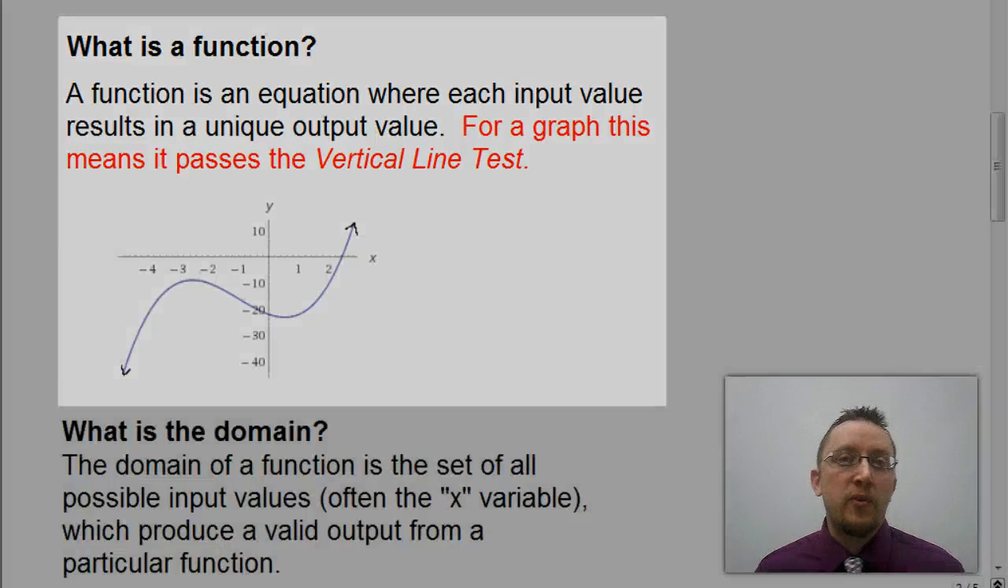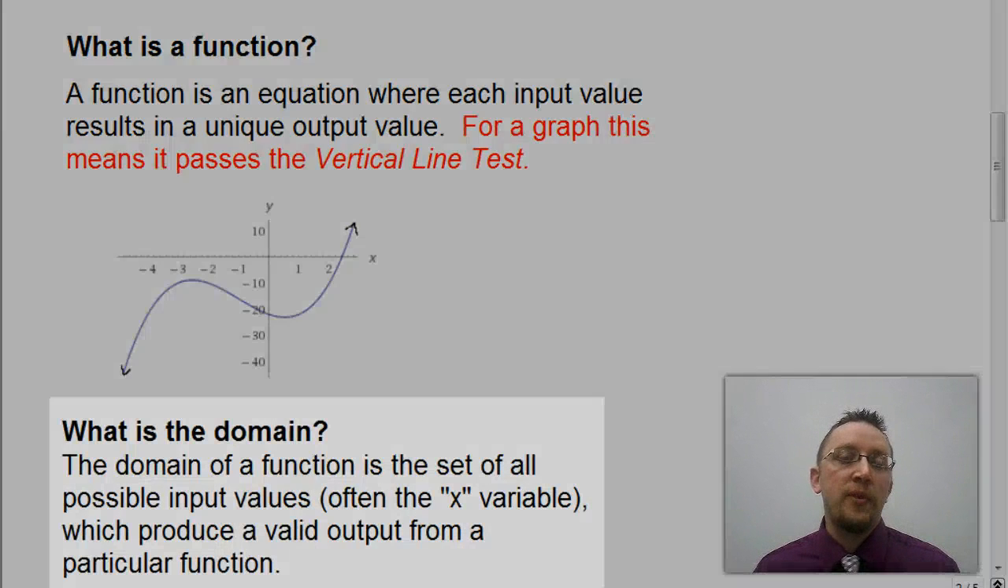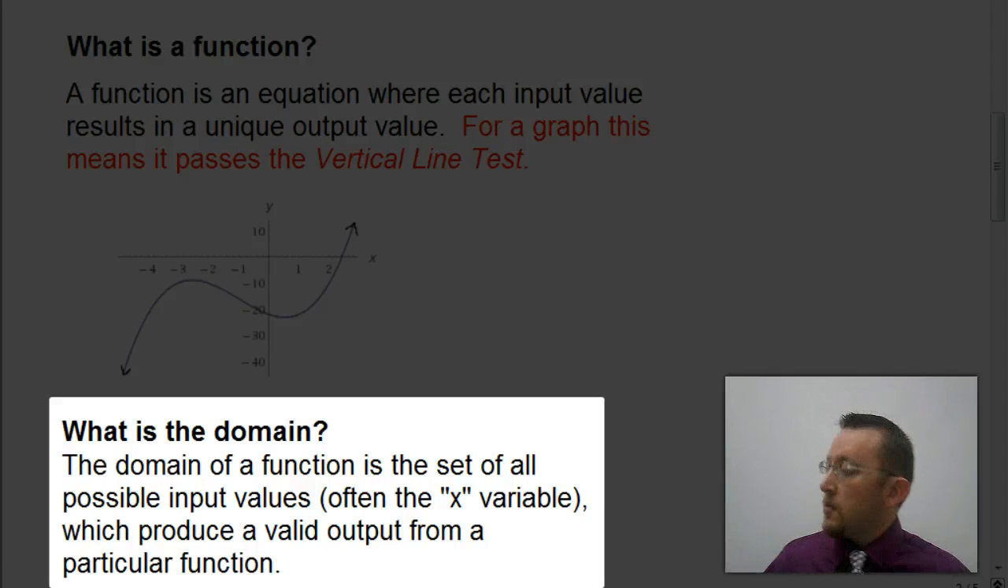So now that we've established what a function is, let's look at how you would figure out what the domain is. The domain is defined as the set of all possible input values, so the values that we'd plug in for x, which produce a valid output from a particular function. So what does that mean for a graph? It means we look at the values for x that are graphed. We look along the x-axis. We look to see, is there a limit on that? Is there a certain starting point and ending point, or does it go infinitely in both directions?